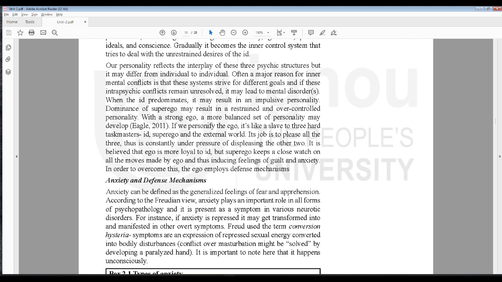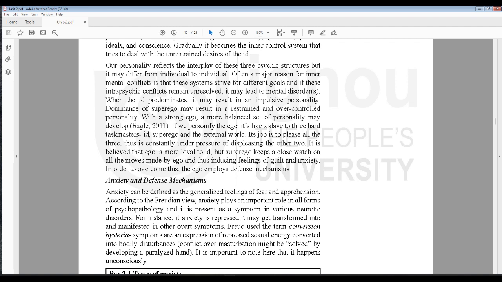Eagle, 2011. If we personify the ego, it's like a slave to three hard taskmasters: ID, superego and the external world. Its job is to please all three, thus it is constantly under pressure of displeasing the other two. It is believed that the ego is more loyal to the ID, but the superego keeps a close watch on all the moves made by the ego, thus inducing feelings of guilt and anxiety. In order to overcome this, the ego employs defense mechanisms.